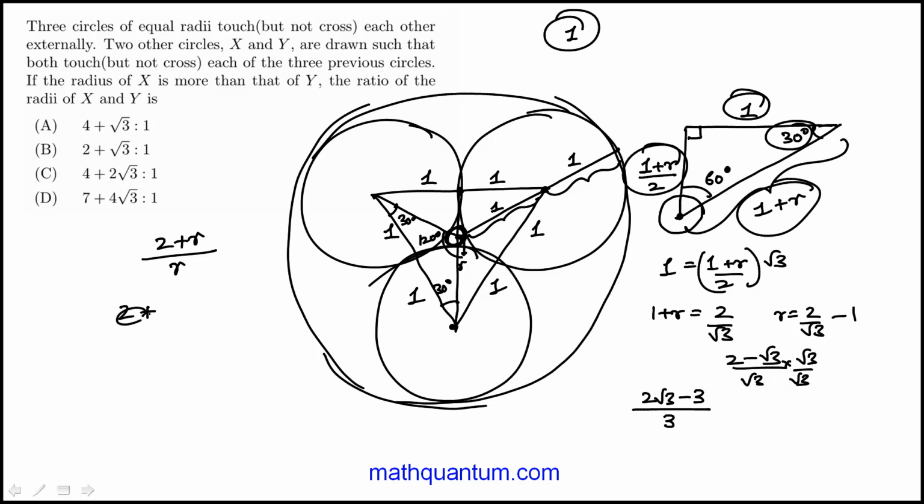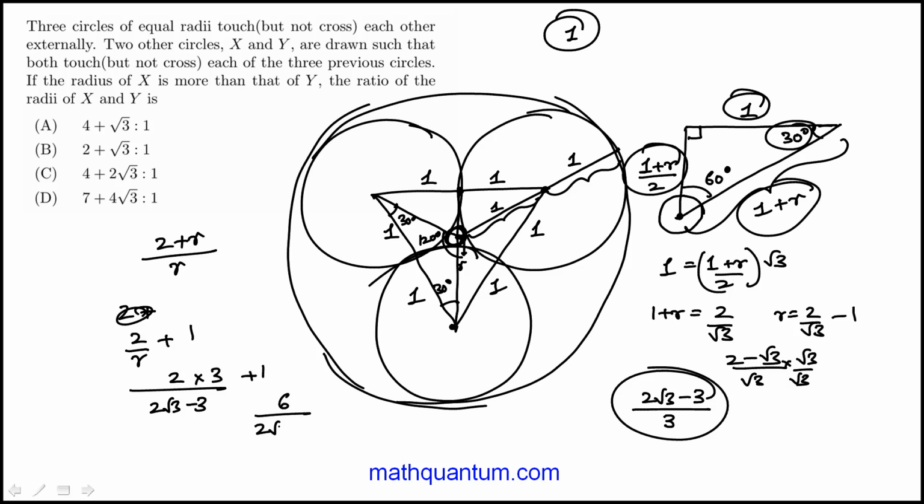And maybe I'll do it in steps, writing it as 2 over R plus 1. So 2 over R is that, times 3 plus 1, which is 6 over 2 root 3 minus 3 plus 1. I'll rationalize this. Let's see, maybe I will factor out a root 3. 2 minus root 3, and then that's 6. So 6 is 2 times 3, so that becomes, okay, it's getting a little messy here.